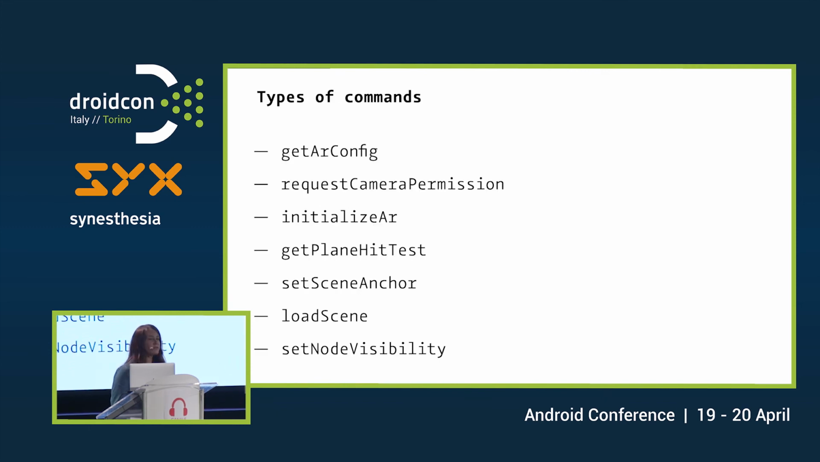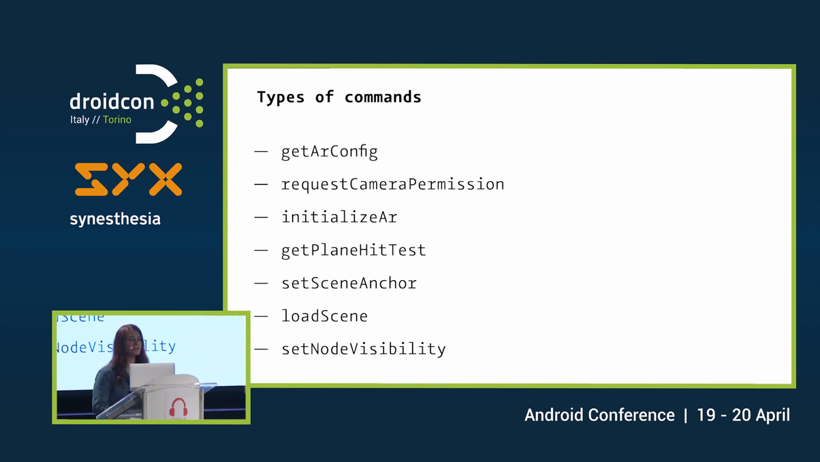So what kinds of things can we perform via this command loop? Well, just to name a few, we can get the AR configuration and find out information about whether or not the device supports AR. We can request camera permission, which is something that's required for an AR experience to start out. We can initialize AR. We can get a plain hit test, meaning the user can touch an XY location on the screen that the web view intercepts. It can then decide to send that through as a plane hit test to the native app and get back any information about planes that that hit test might have intersected.